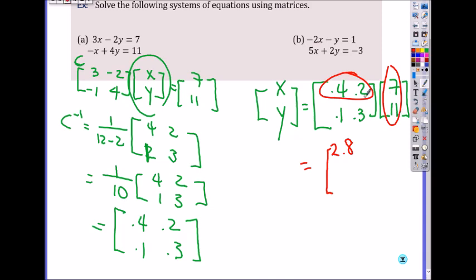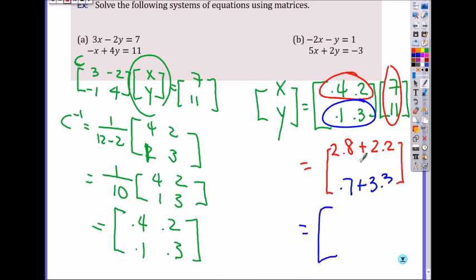And 11 times 0.2 is 2.2. You add them. Now with the second row, first column, 7 times 0.1 is 0.7. 11 times 0.3 is 3.3. So when you add them, you get 5 and 4. So your x is 5, y is 4.